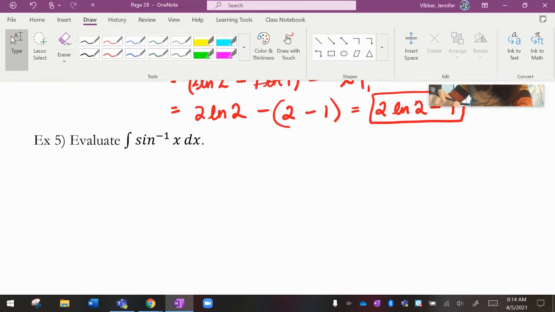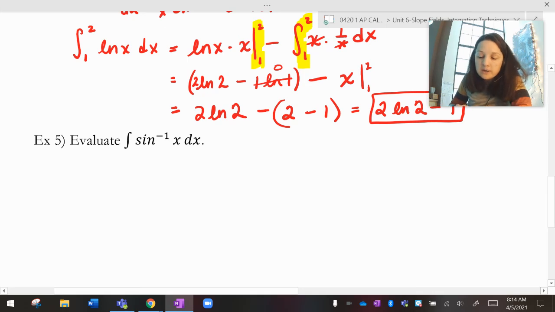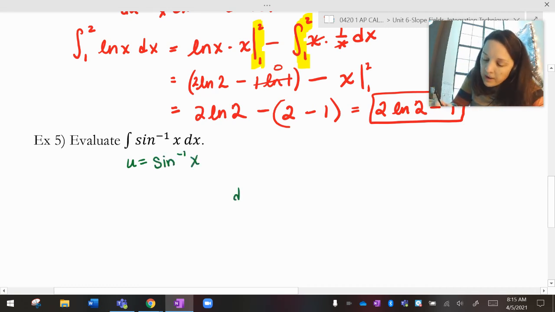All right, let's do one more. So what if I wanted to integrate inverse sine x dx? Well, let's see. LIATE, nope, no logs. I, inverse trig. I have an inverse trig. Let's use it. So this is going to be u equals inverse sine x. And then dv is everything else, and that's just dx, fine.